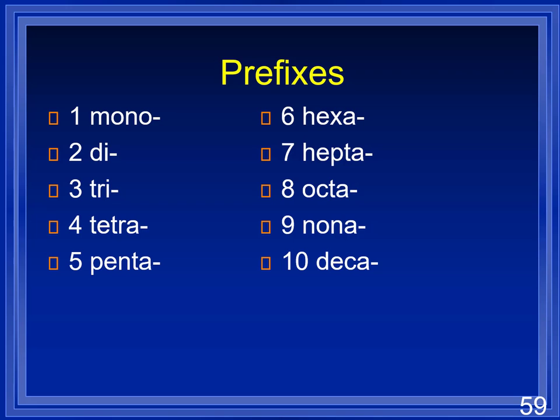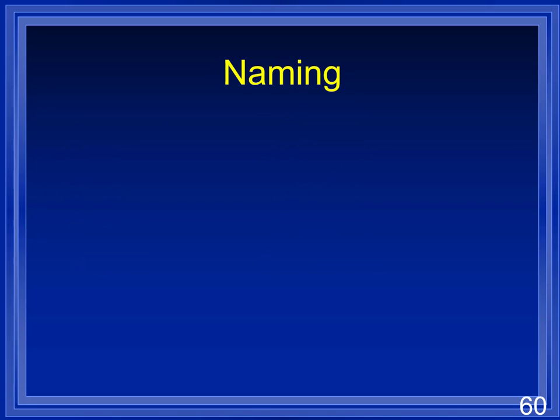This is not a hugely different list. Mono, di, and tri, familiar. I taught you tetra. Penta, maybe. Hexa, most of you. Hepta, almost nobody. Octa, everybody. Nona, almost nobody. And deca, just about everybody. Okay, so what do we do with these prefixes?